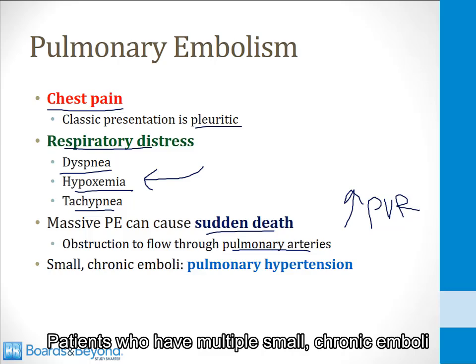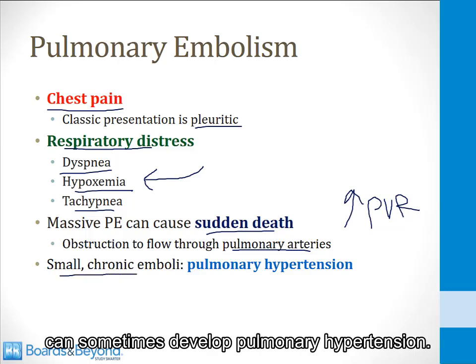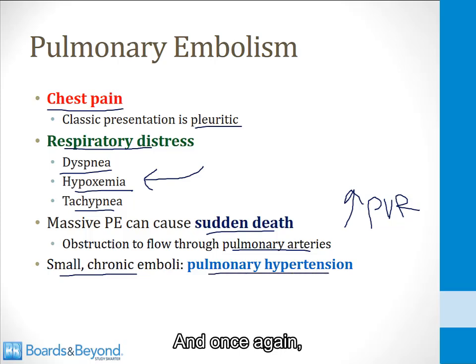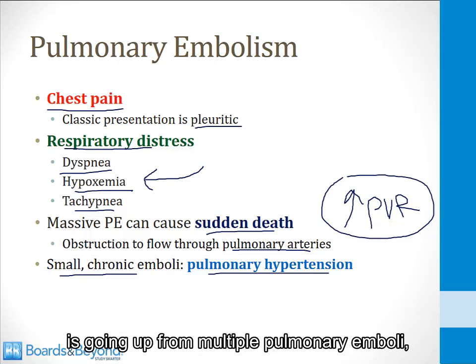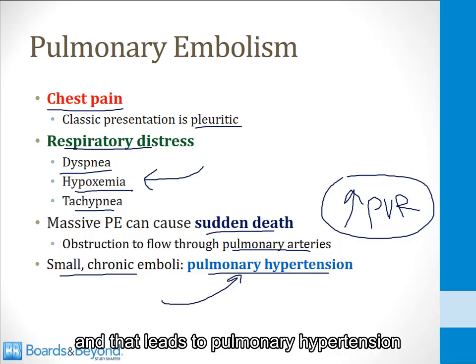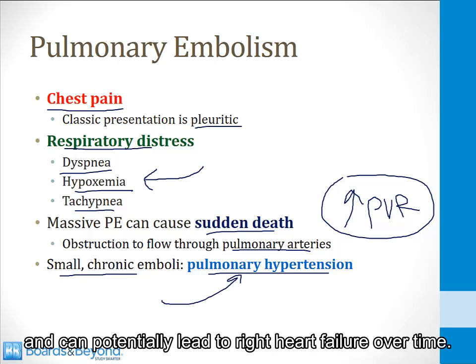Patients who have multiple small chronic emboli can sometimes develop pulmonary hypertension. And once again, what's happening is the pulmonary vascular resistance is going up from multiple pulmonary emboli, and that leads to pulmonary hypertension and can potentially lead to right heart failure over time.